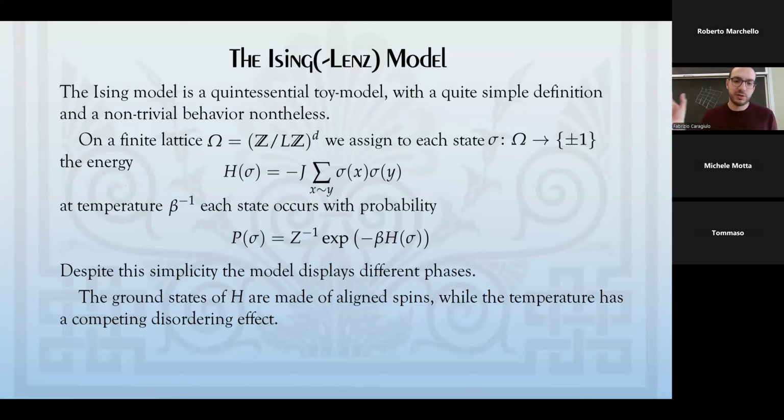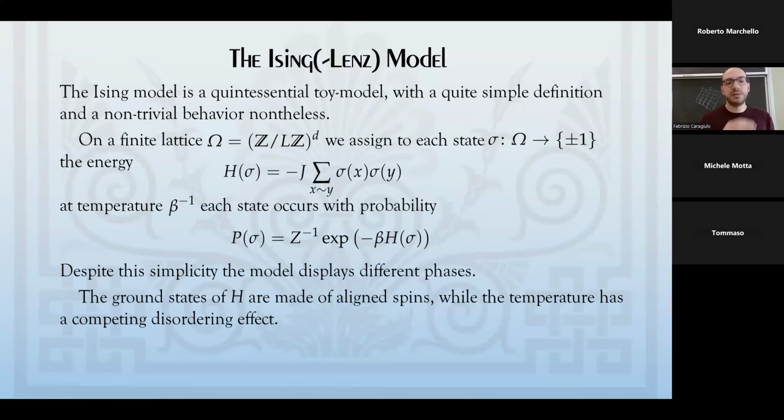And for each of these pairs of nearest neighbors, we consider the product of the spins times minus J, where J is a positive constant. As such, the energy is minimized by ground states with uniform spins, where they are all minus one or all plus one, and all other states have higher energies.